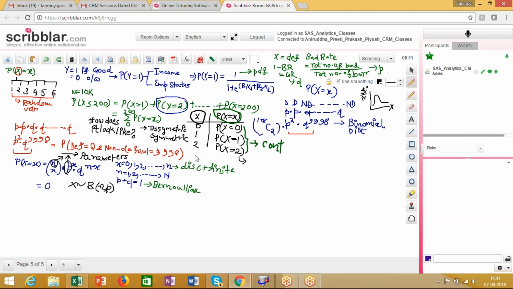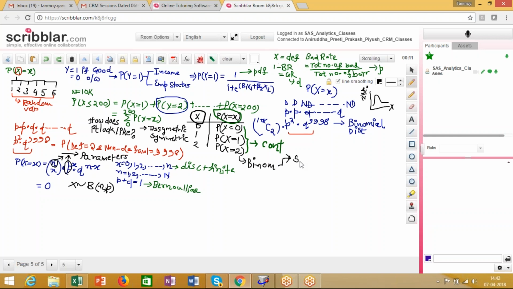Now the next part that we're going to talk about is how the binomial distribution actually looks like. So let us understand what I mean when I ask how a binomial distribution looks like.